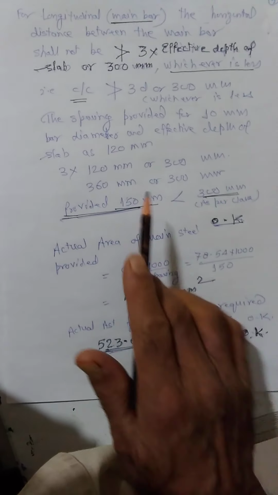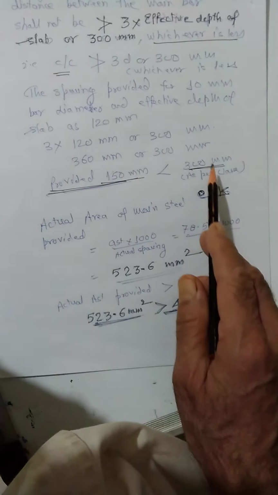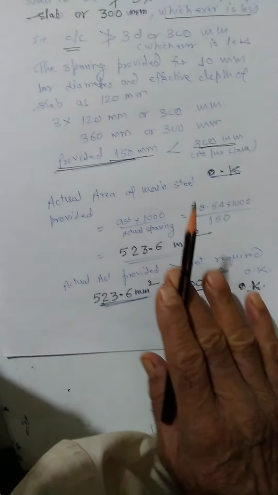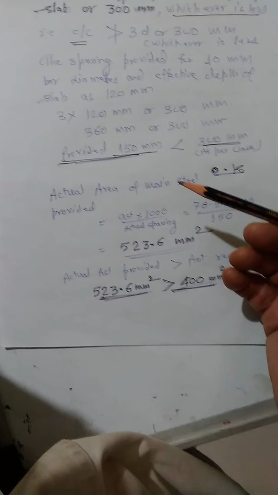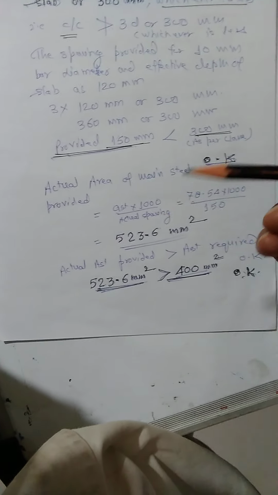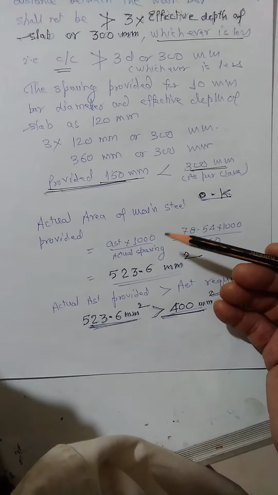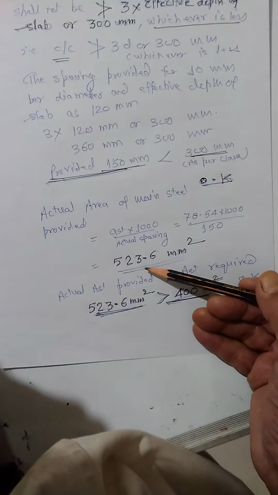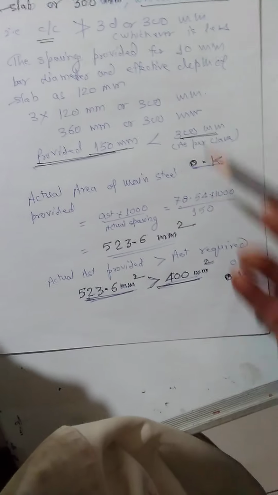Now 3 times 360, 300. Ours is 150, which is less than this. So we can say our design is safe. Now we have already seen we have to calculate the actual area of steel because the spacing has reduced to 150. So calculating the actual area of steel, it comes out to 523.6 mm square, which should be more than 400 mm square as we have already seen previously.